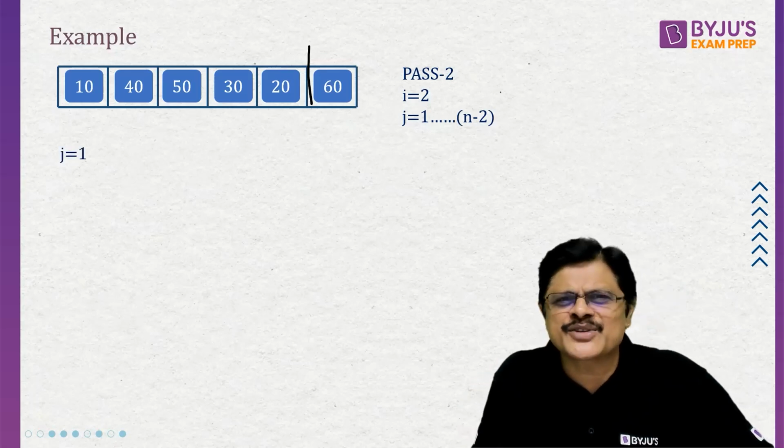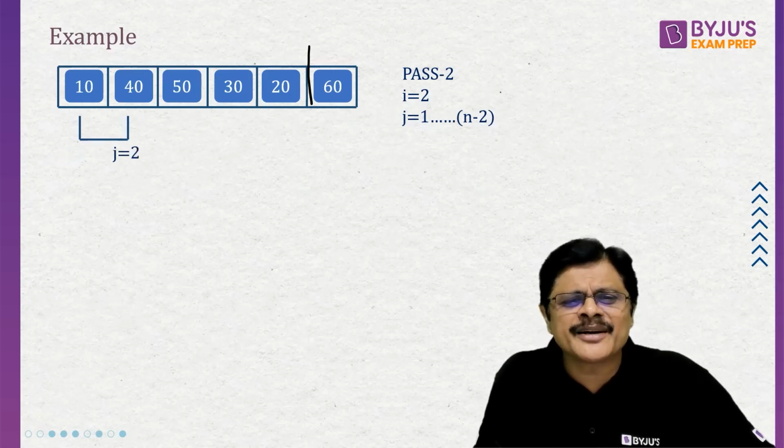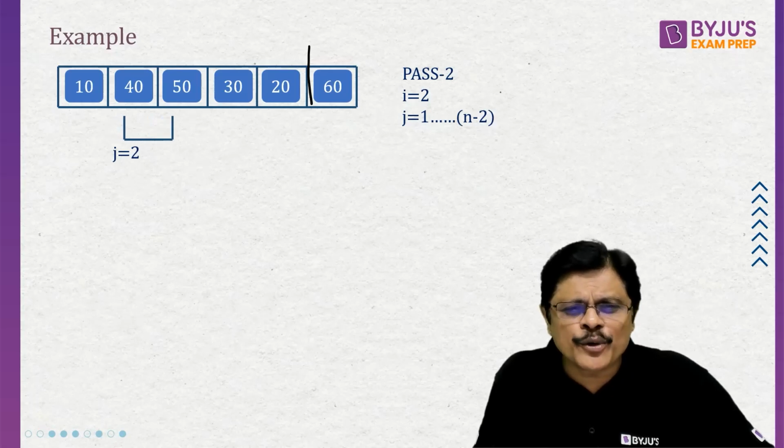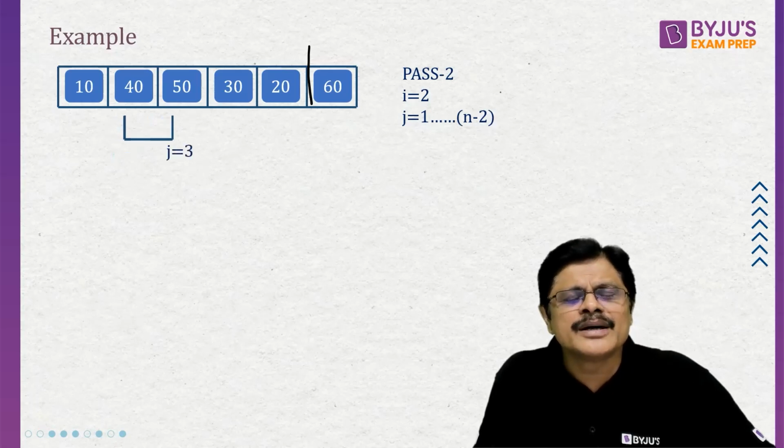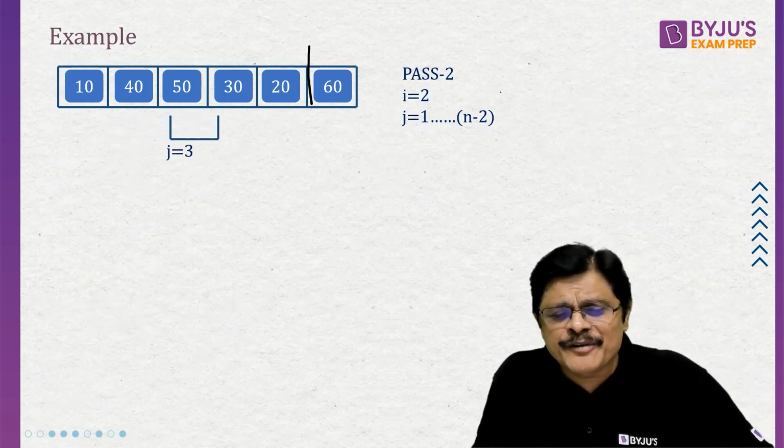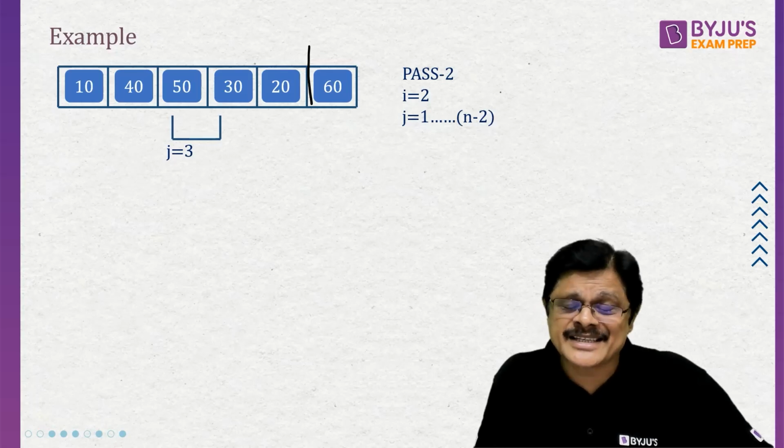Now again j starts with 1. Value at j compared with value at j plus 1. Is 10 greater than 40? No. j incremented. Is 40 greater than 50? No. j incremented. Is 50 greater than 30? Yes. There is a swap.